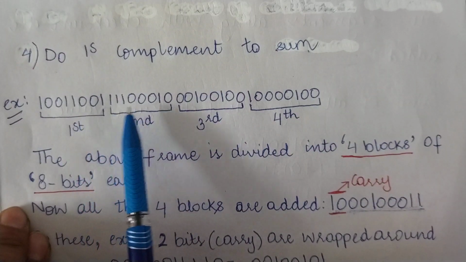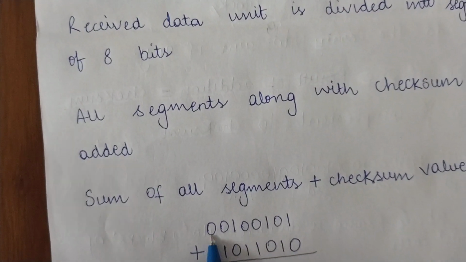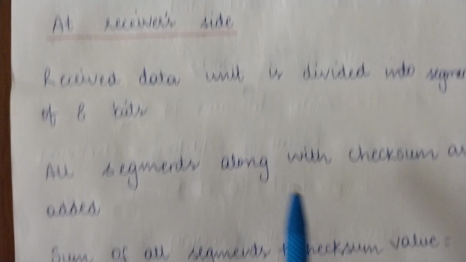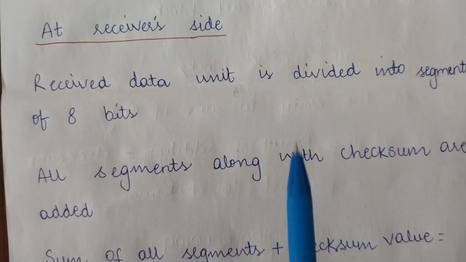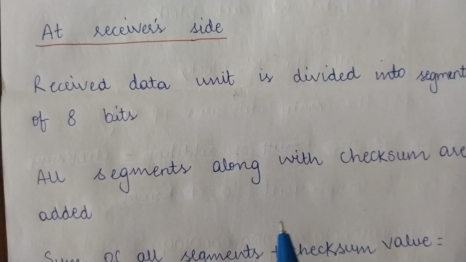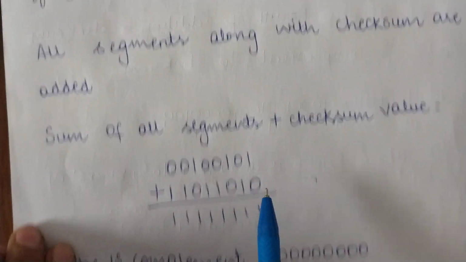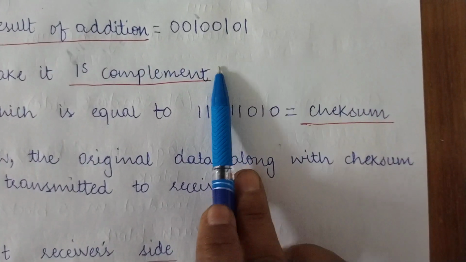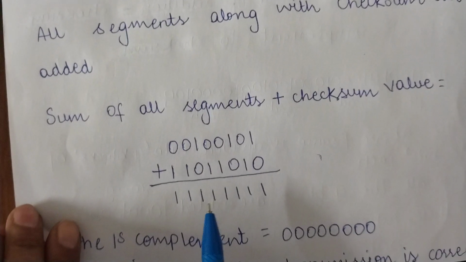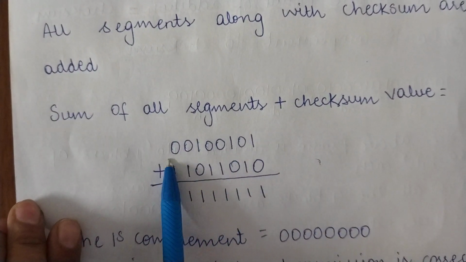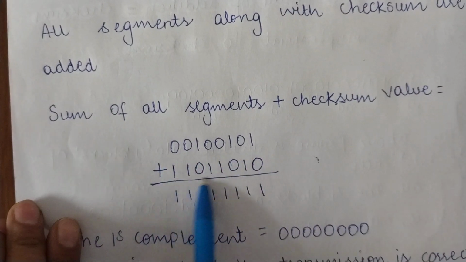I already know the sum of these 4 segments of 8 bits each, and the sum that I got is 00100101. So this was the result of addition that I already got. So I'll simply put it here, plus the checksum value, because the data is now appended with the checksum. So that means to the result you will have to add the checksum value also, which is basically nothing but the ones complement of the result of addition. So I add the checksum to the sum of all segments. So this is the sum of all the segments, and this is the checksum.